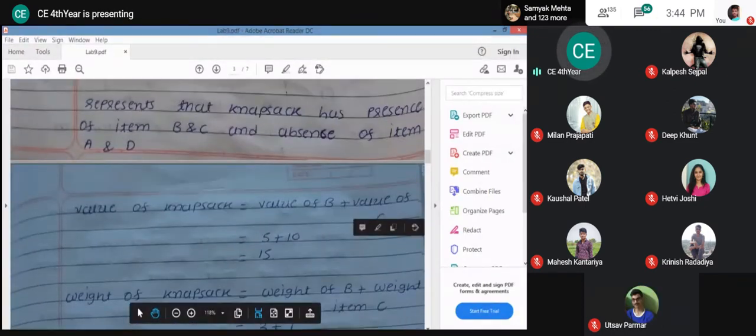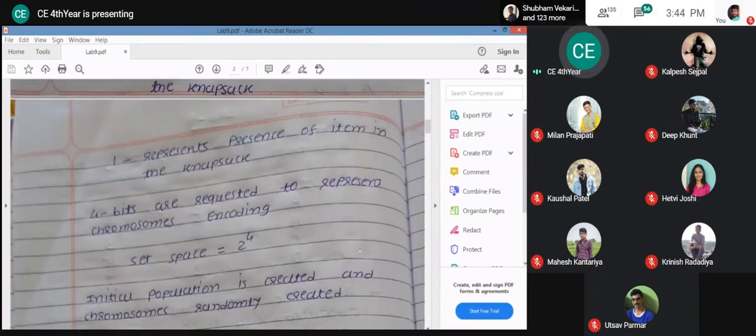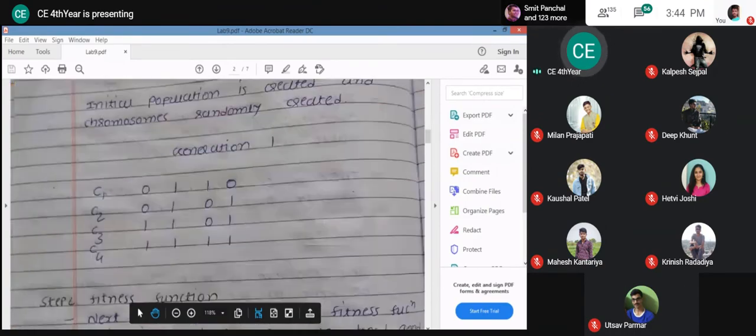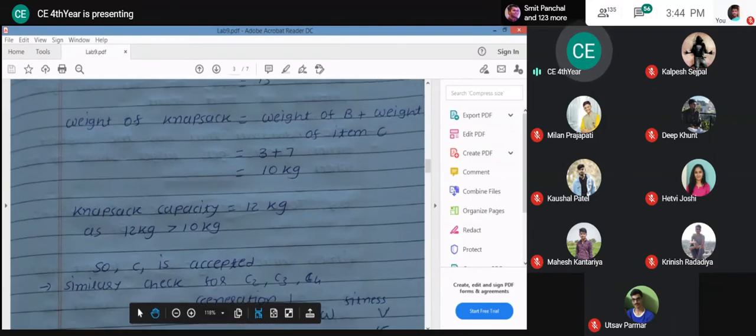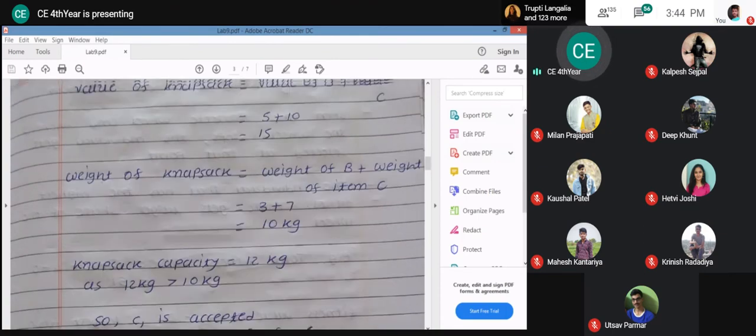Now see, initially some knapsack capacity is given, right? The problem says there is a knapsack K with a limited capacity of 12 kg. And here the weight you are getting is 10 kg. So the knapsack capacity is 12 kg. As 12 kg is greater than 10 kg, you can say that the population C1 is accepted. Similarly, you have to check for C2, C3 and C4.